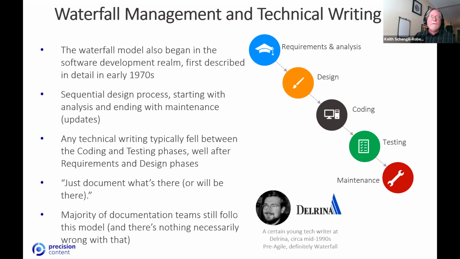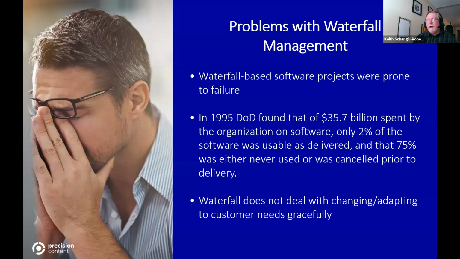So for part of these reasons, this is why agile has really come to the fore, especially in the software realm, and we'll talk more about that later. Some of the problems, however, with waterfall-based management is that they were quite often prone to failure. Now, this is not necessarily to say that the documentation was prone to failure. Hopefully, the documentation was really good. But as I just said, there could be restrictions and issues in terms of time pressures.